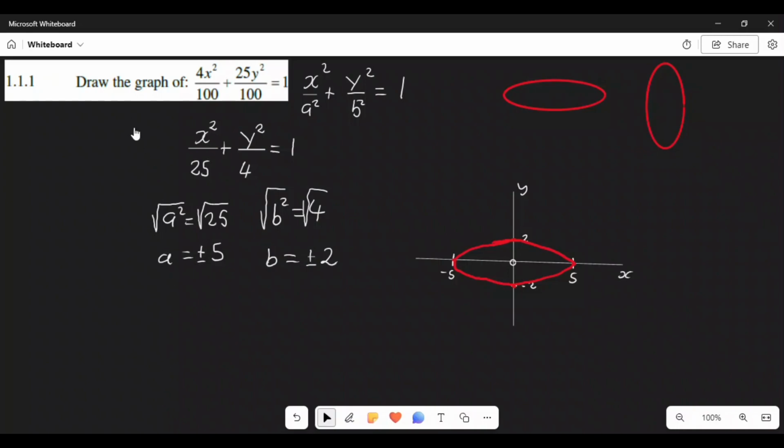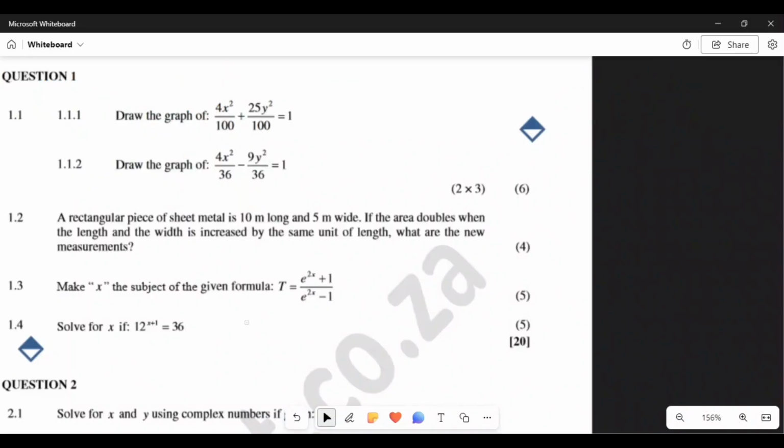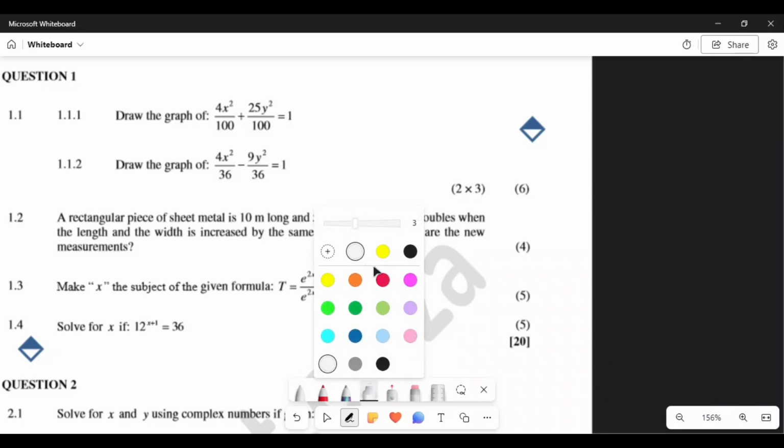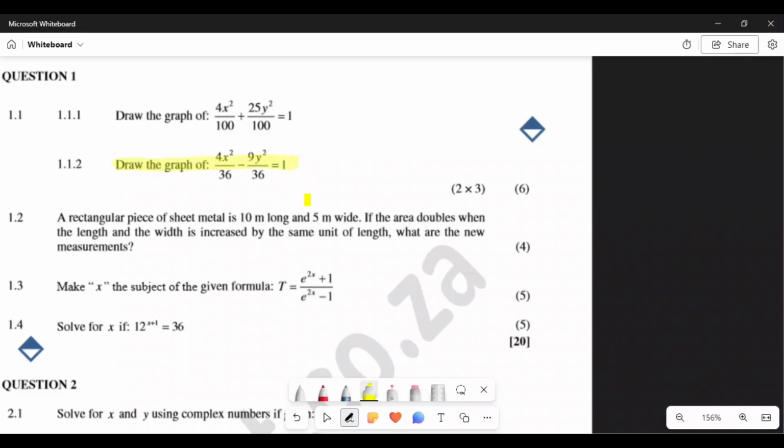It's time for us to do question 1.1.2. All right, guys, before we do question 1.1.2, so by the way, this is question 1.1.2. Let me just highlight it for you guys. Let me just highlight very quickly. This is the one here, right? This is question 1.1.2.